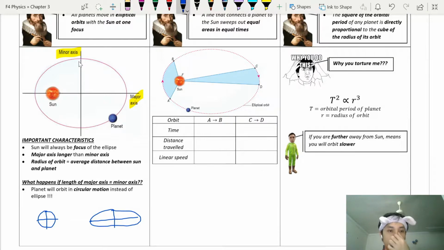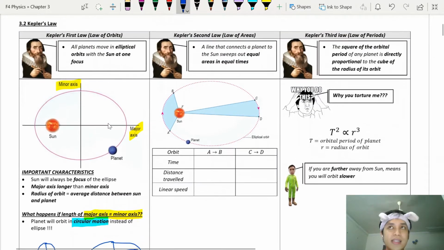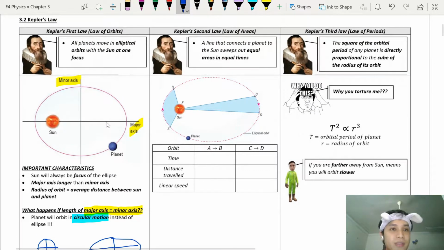So in which condition will the planet orbit in a circular motion, or circular orbit? It is when the major and the minor axis are the same length. That is why I highlighted here: what happens if the major axis is the same as the minor axis? Instead of elliptical, your planet will go in a circular motion. Okay, that is it. That's it for Kepler's first law.